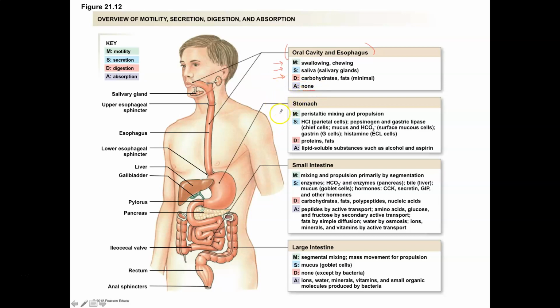As you get to the stomach, what kind of motility, what kind of secretion, what kind of digestion, what kind of absorption is taking place, and so forth as we look at the small intestine and the large intestine. So what I would like to do is go through the cephalic phase, gastric phase, and intestinal phases with you and look at various activities that are taking place as you move throughout the digestive tract.